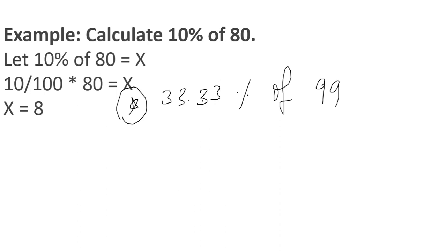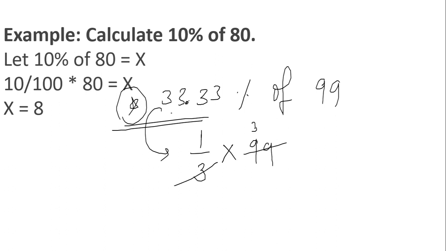So instead of doing all this, we can actually use a fraction instead of this percentage. It means 33.33% can be represented as 1 by 3. So you can put this 1 by 3 in its form and multiply it by 99. I'll get 33 over here. Okay, so 33.33% of 99 is nothing but 33.